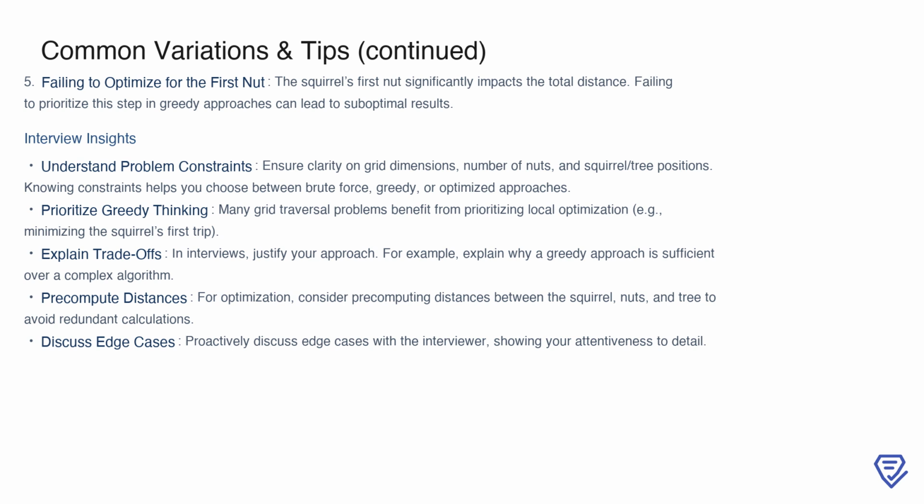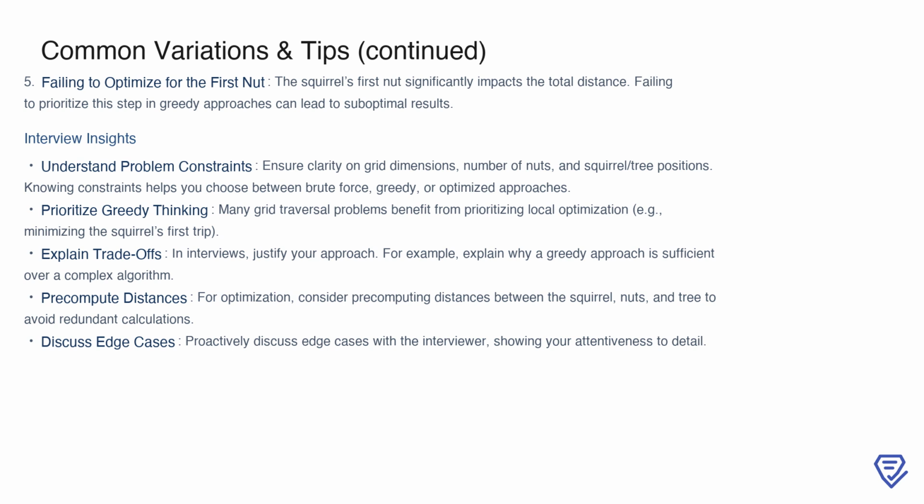Now, when preparing for interviews, it's crucial to understand the problem constraints. Be clear on the grid dimensions, the number of nuts, and the positions of the squirrel and tree. These details help you decide whether to use a brute force, greedy, or more optimized solution. Greedy thinking is often beneficial in grid traversal problems, as it allows you to minimize the local cost, such as the squirrel's first trip. However, it's equally important to explain the trade-offs behind your chosen approach. For instance, you might justify why a greedy strategy is sufficient compared to a more complex algorithm.